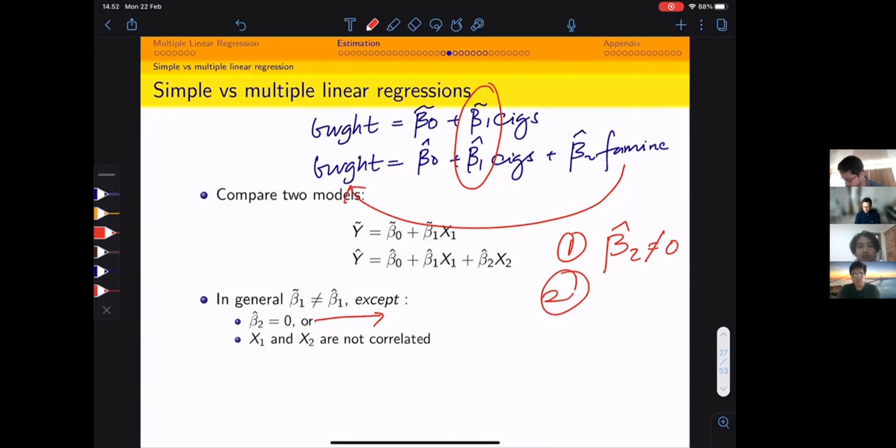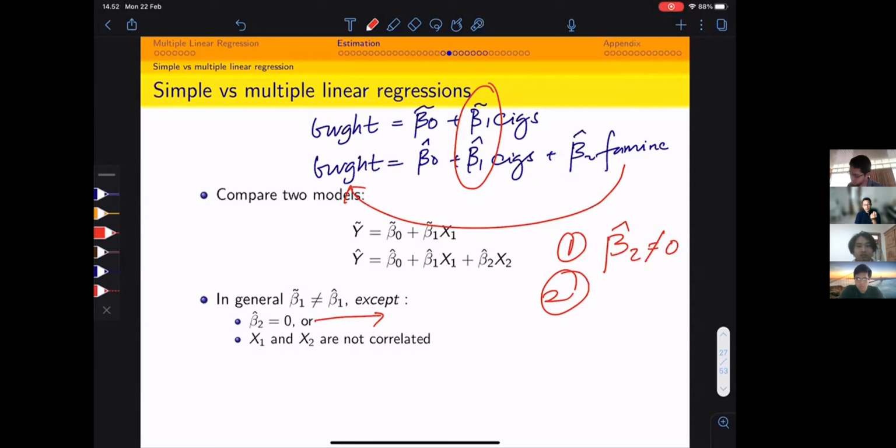And then what about the second one? Does family income correlate with the number of cigarettes smoked? Could be correlated, could not be correlated. We can argue that individuals coming from richer backgrounds may have higher purchasing power, and so they'll buy more cigarettes than those from lower income families. So x1 and x2 could be correlated, okay? But I suppose that family income and cigarettes are actually correlated.